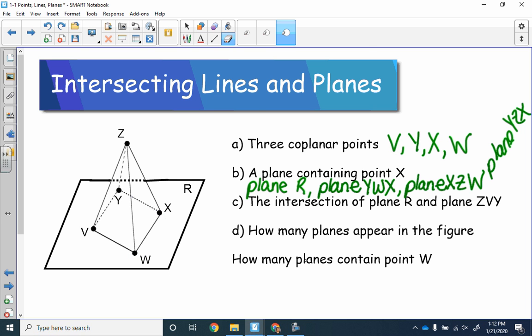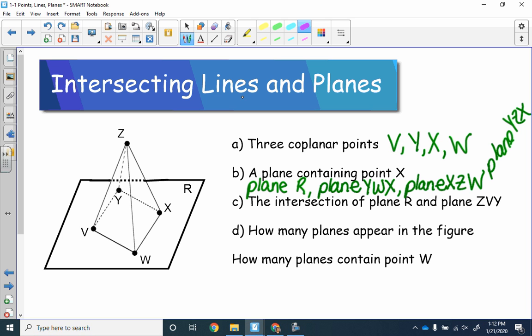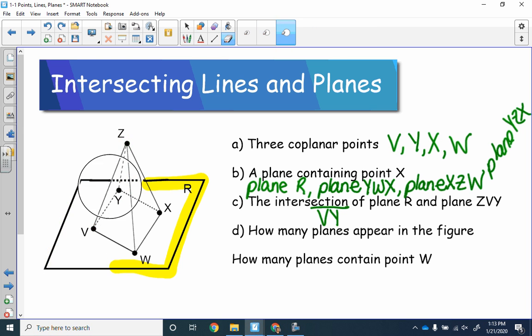Right, the intersection of plane R and the other one here, plane ZVY. So plane R is the bottom right here, and then it has plane ZVY. So when I look at ZVY, that's this triangle over here. Now, where are these two planes intersecting each other? They are intersecting each other right here at that segment. Now, it's not a line because VY is a segment right there, so that segment VY is where these are intersecting each other.